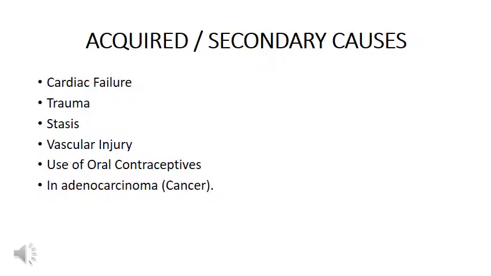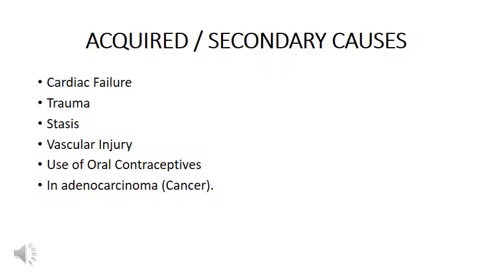Here you can see some important secondary or acquired causes of thrombosis, like cardiac failure due to pumping failure. You can say the movement of blood becomes gradually slow, so decreased movement causes pooling of blood. When pooling of blood starts, it can cause more chances of clot formation.